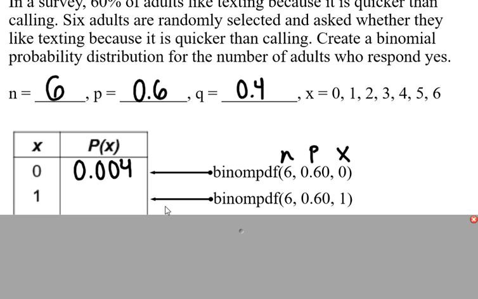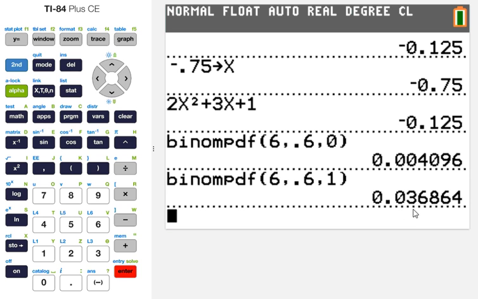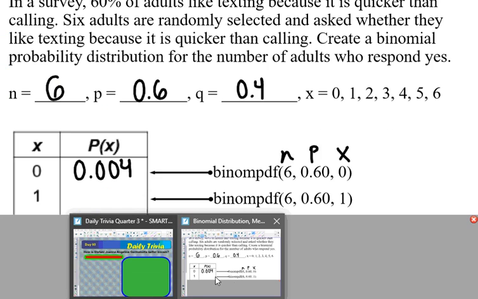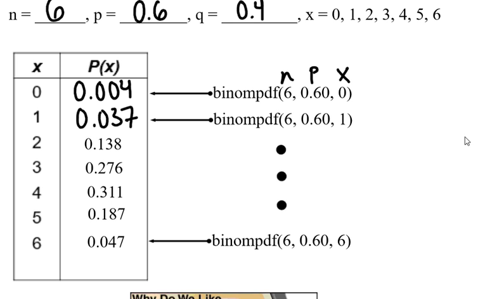0.004. Then I repeat the exact same. What's the probability that I only get 1 responding favorably to texting? Grab my calculator. I'm just going to recall the entry I did prior. The only thing I'm going to change is X to be a 1. Probability of getting 1, slightly higher, 4%, 0.037. Then I fill in the rest, same exact thing. I just do it for 2, then 3, then 4, all the way up to 6.